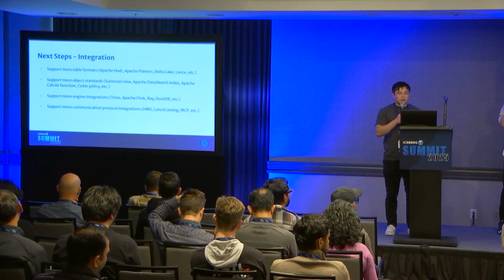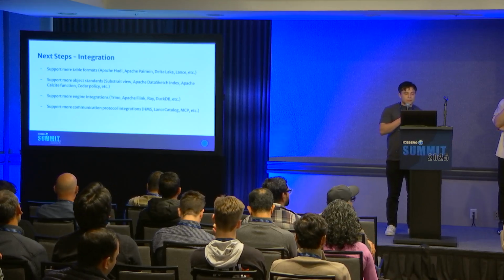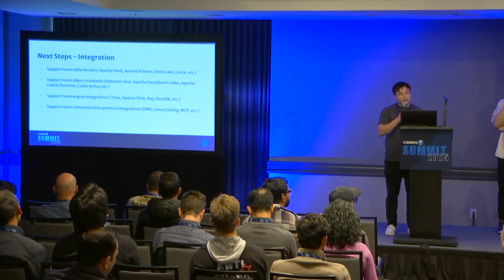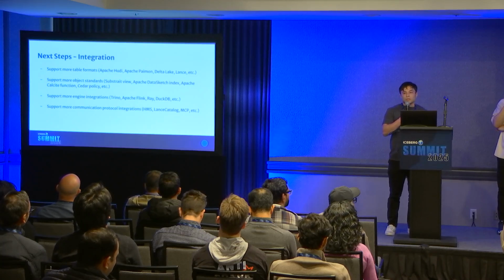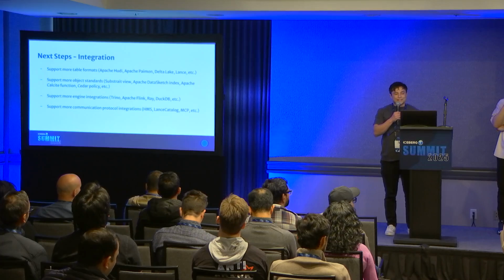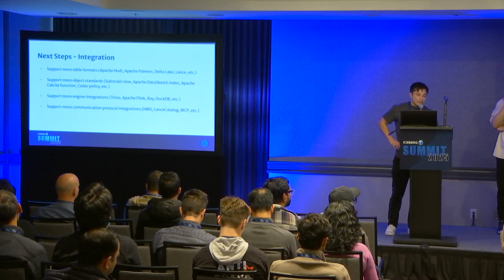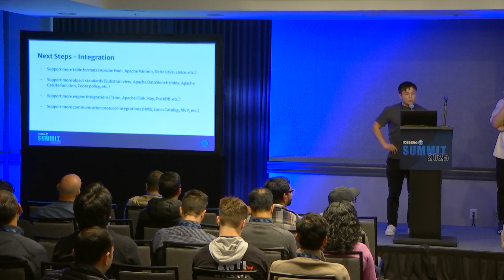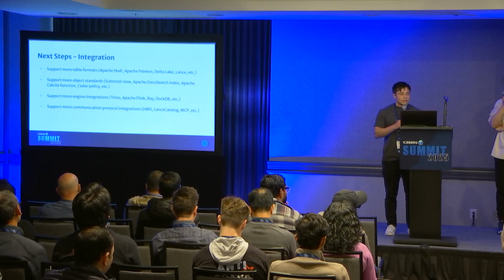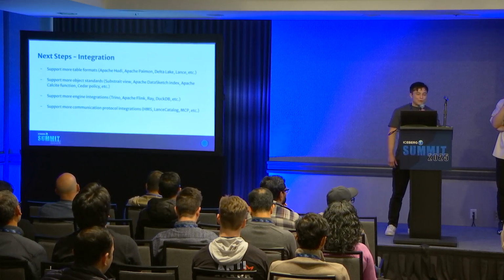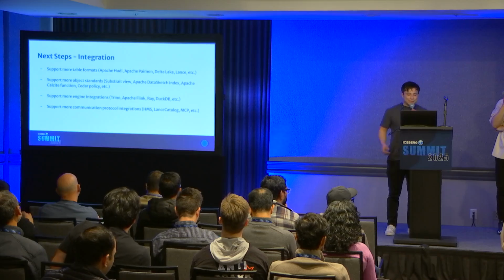In terms of integration, we'd like to support more table formats. Like Jack said, this goes beyond Iceberg. We can integrate with table formats such as Apache Hudi, Apache Paimon, Delta Lake, and Lance. We'd also like to support more object standards, such as the Substrait view, the Apache DataSketches index, Apache Calcite functions, and Cedar policy. And we can go beyond Spark here, right? We can do more engine integration, such as Trino, Apache Flink, Ray, DuckDB, et cetera. And lastly, support more communication protocol integrations: HMS, Lance catalog would be nice, MCP, et cetera.